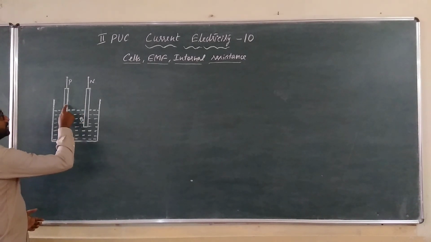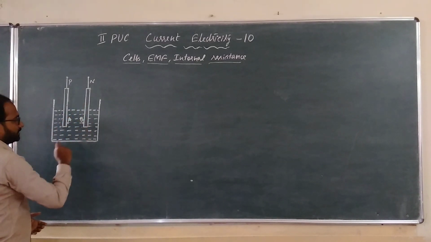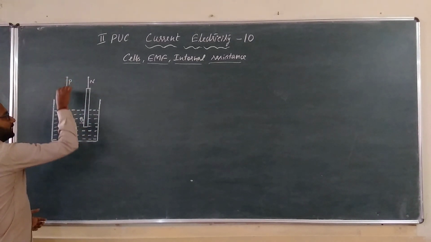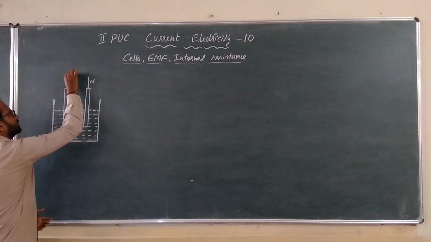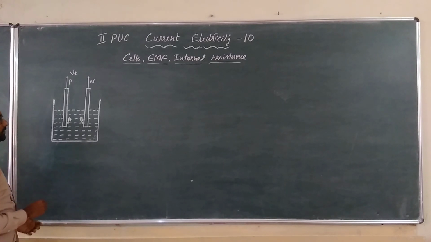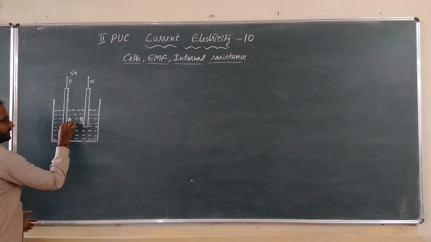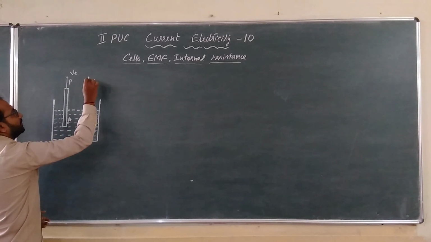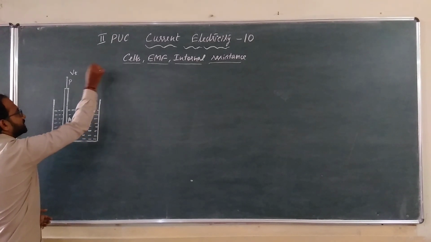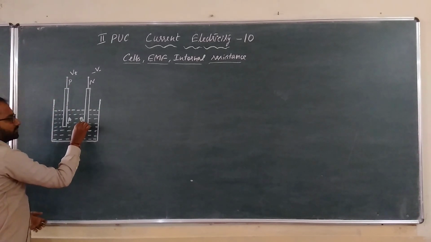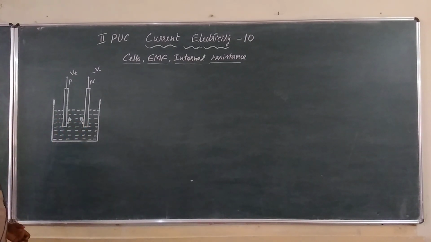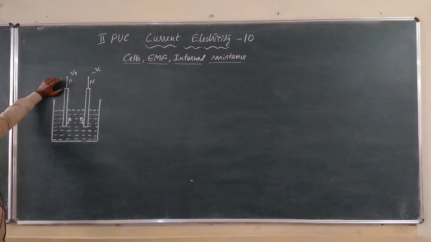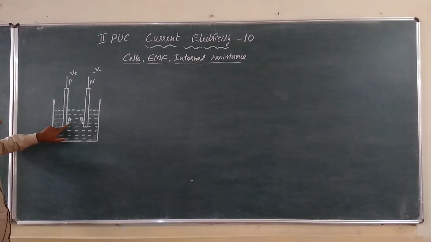The positive electrode develops a potential V plus with respect to the electrolyte solution adjacent to it, say with respect to A, see here. Similarly, the negative electrode develops a potential of minus V minus with respect to the electrolyte solution adjacent to it, say with respect to B, this point. So V plus is the potential of the positive electrode with respect to the electrolyte solution at A.